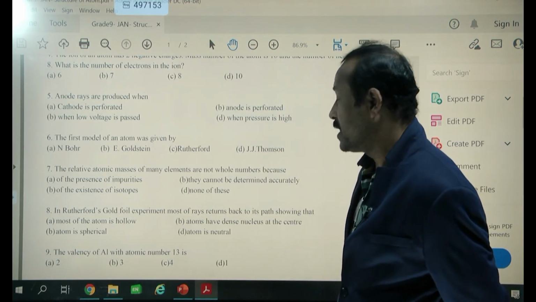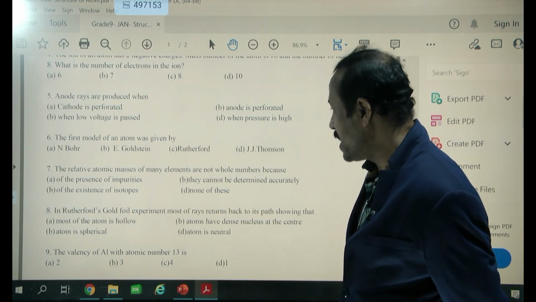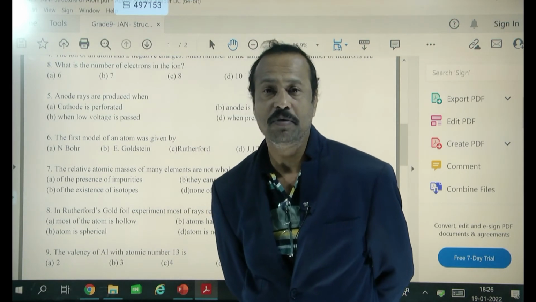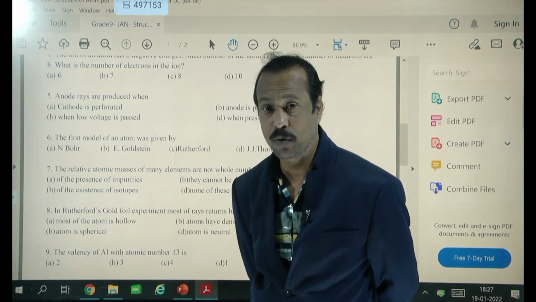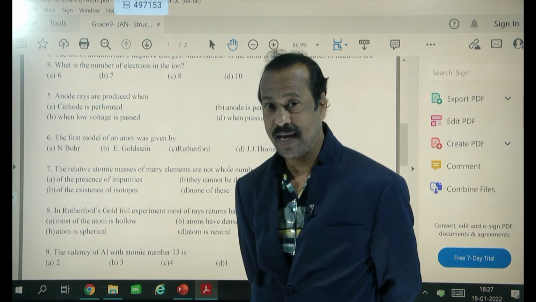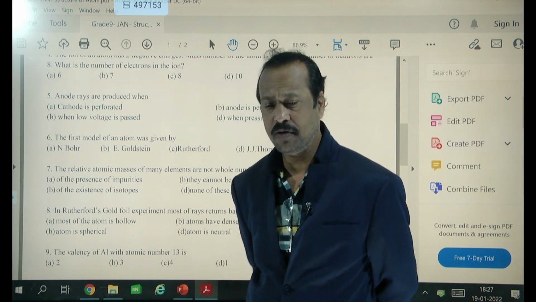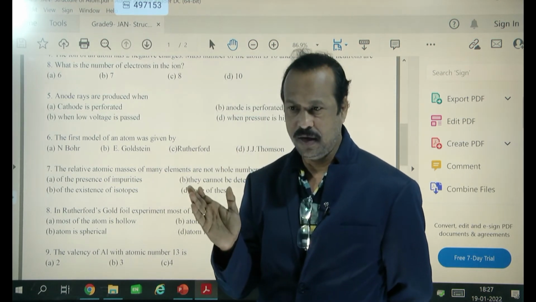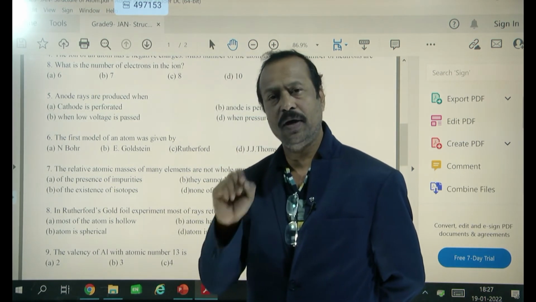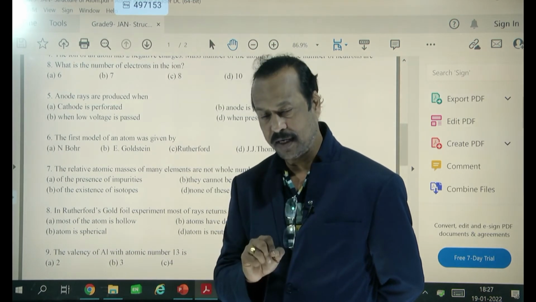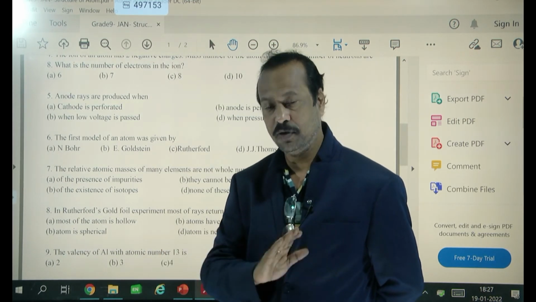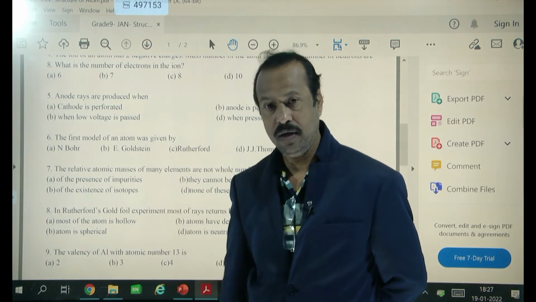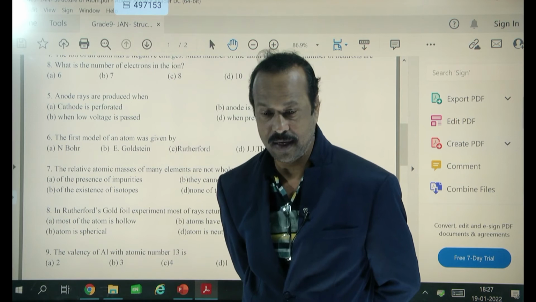Next, the relative atomic masses of many elements are not whole numbers. Most of the elements' atomic masses are not whole numbers, not exactly like 1, 4, 6, 8. They have a small difference. If you take oxygen for example, oxygen's atomic mass is 15.998, but we write this as 16, because it is 15.99 and so on.